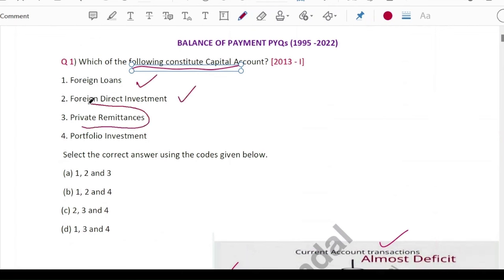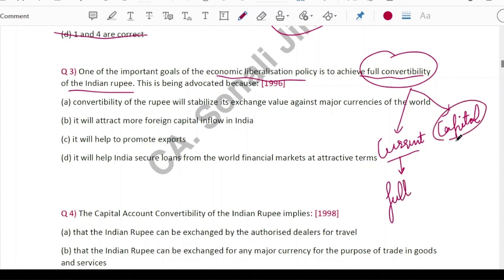One of the important goals of the economic liberalization policy is to achieve full convertibility of the Indian rupee. Convertibility, we have seen, is of 2 types. One is current account convertibility and the other is capital account convertibility. In India, for current account transactions, there is full convertibility, but for capital account transactions, there is partial convertibility. That is done on the basis of the recommendation of the Tarapore Committee.